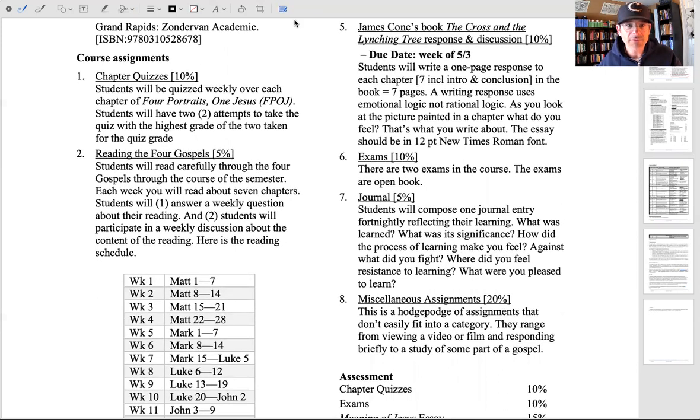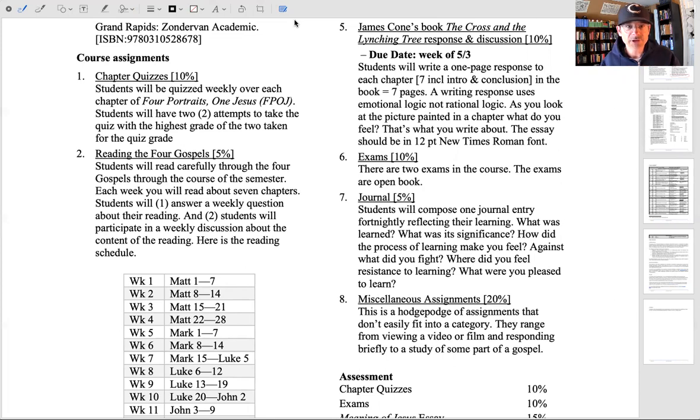For every week, we'll have a chapter quiz from the Four Portraits, One Jesus. So that's why you really need to get it. You'll have 2 attempts at the quiz. So it's not just a one-off. You can take 2 cracks at it.